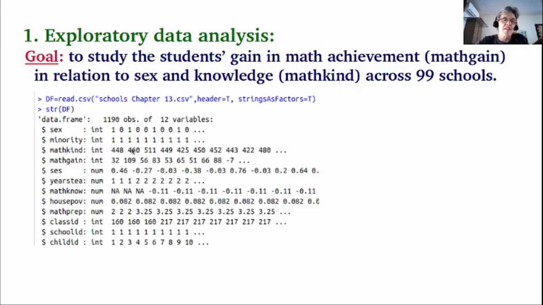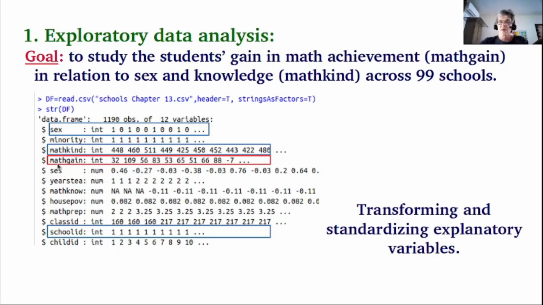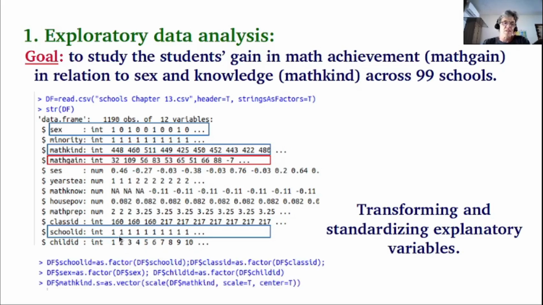So I imported the data set. The data set contains many variables, of which we are going to use the ones shown in blue as explanatory variables and the ones shown in red as the response variable. So I start by transforming and standardizing the explanatory variables. Transforming because, for instance, the variable sex and the variable school ID are labeled as integers, and we should use them as factors. This is exactly what we do, and I scale and center the numerical explanatory variable for reasons that will be explained later on.